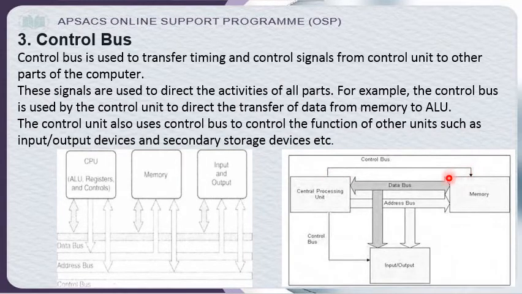The control unit also uses the control bus to control the functions of other units such as input-output devices and secondary storage devices. So the control unit of the central processor utilizes this control bus to control the function of any input-output devices or any secondary storage devices.